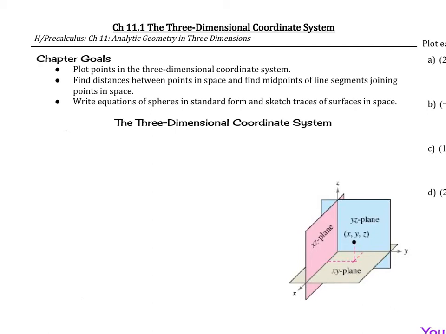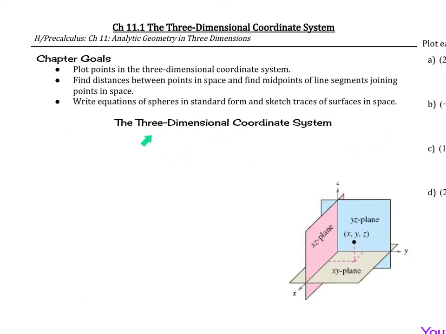Chapter 11, we're looking at analytic geometry in 3 dimensions. So we're going to plot points in the 3-dimensional coordinate system. We're going to find the distance between points in space and find midpoints of line segments joining points in space. And we'll also write equations of spheres in standard form and sketch traces of surfaces in space.